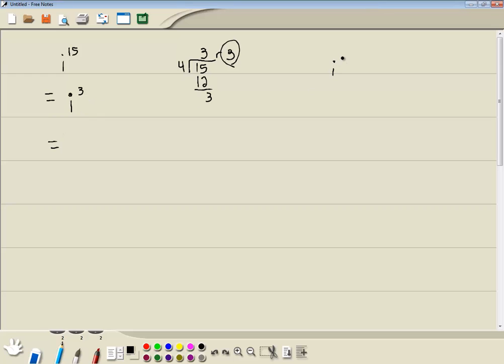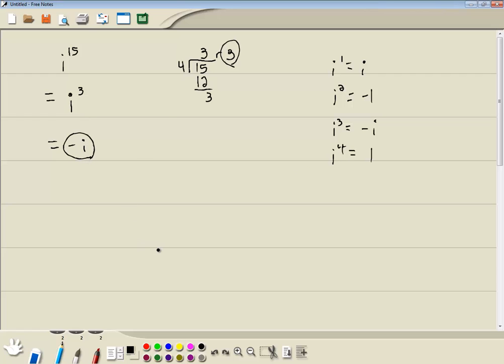Well, if you remember your powers of i, i to the first is i, i squared is -1, i to the third is -i, and i to the fourth is equal to +1. Well, i to the third is equal to -i, so -i would be our answer.